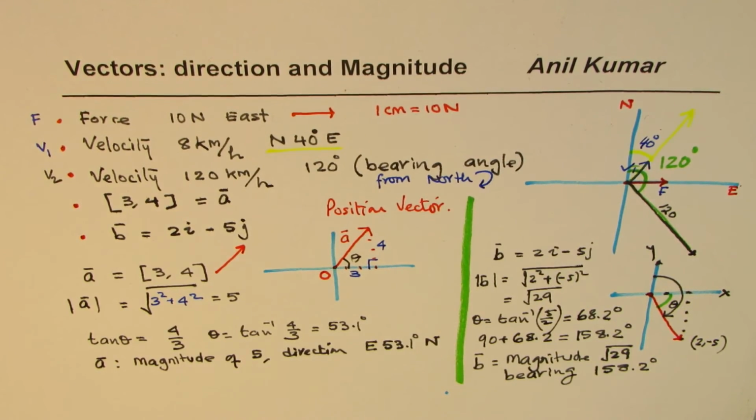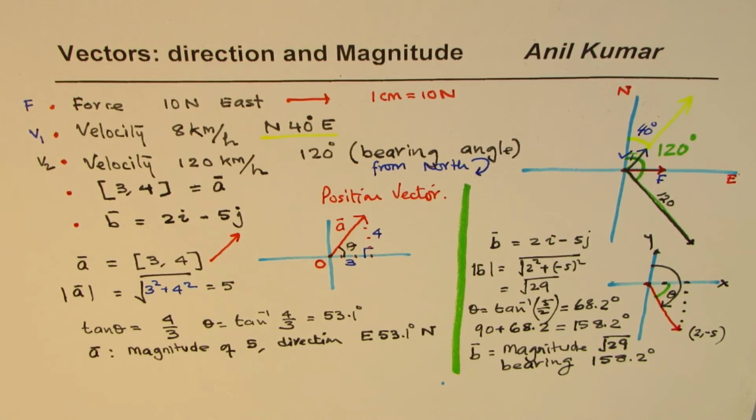So that is how you could actually write direction and magnitude of your vectors. I've purposely taken examples in R2, 2 dimensions. You could always extend it to R3.